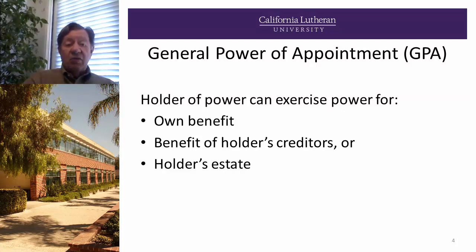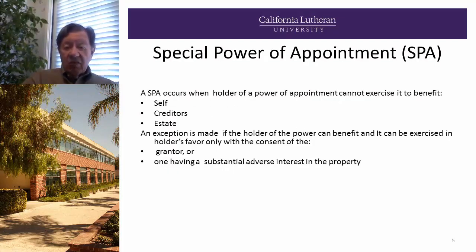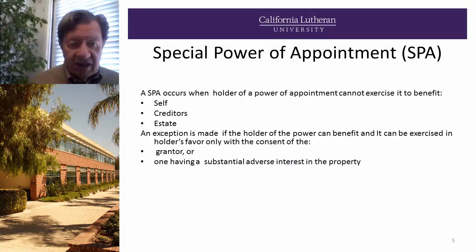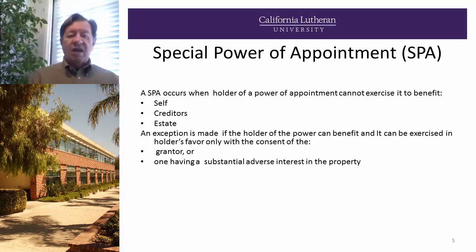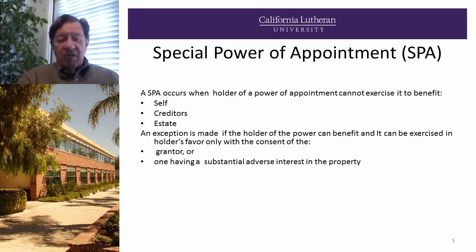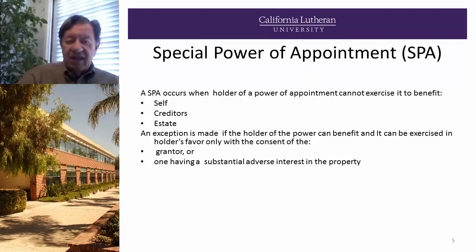weeks 3 and 4. A special power of appointment is when the holder of a power cannot exercise it for the benefit of themselves, their creditors, or estates. For example, this would be a bank or a trust company who are administering for a decedent or for a trustee. I'm sorry, for a trustor.